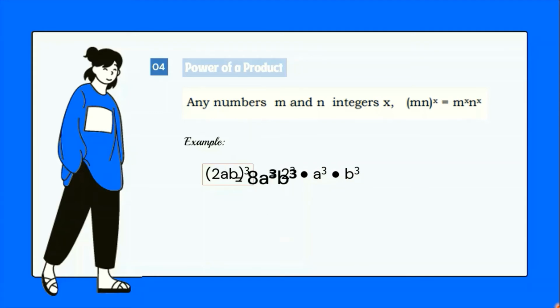Kunin natin yung value. Magiging 8 a cube, b cube. 8 ay nakuha sa 2 times 2 times 2. 3 beses natin minultiply ito sa sarili niya, which is equivalent to 8. And then a cube and b cube ay kukopyahin lamang natin.